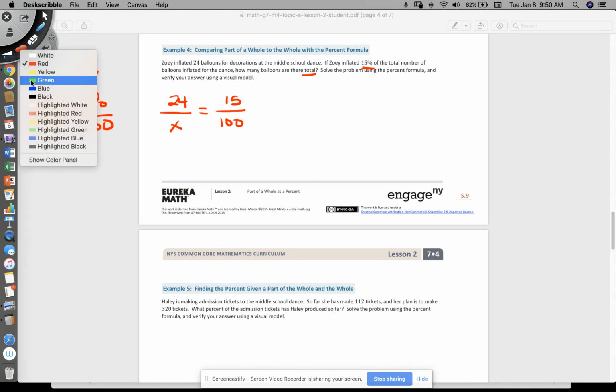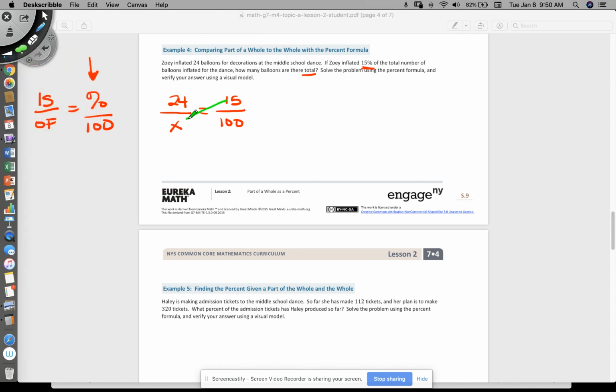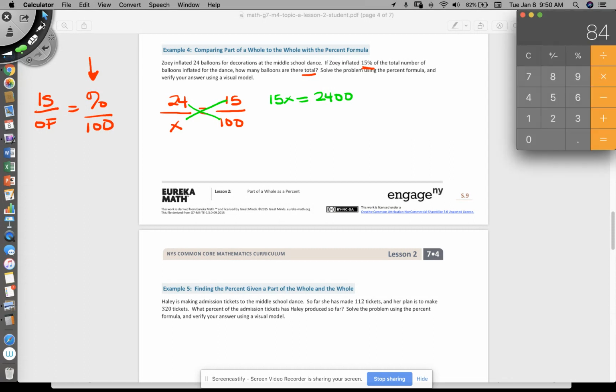All right, now what I'm going to do is I'm going to cross multiply. I always like to do my x first. So 15 times x is going to give me 15x. 24 times 100 is going to give me 2400. Now I want that x by itself, so I'm going to divide out that 15. And what you do to one side, you have to do the other. My 15s cancel because they become one whole. And I'm going to come over here and do 2400 divided by 15. And I get 160. So there were a total of 160 balloons at the dance.